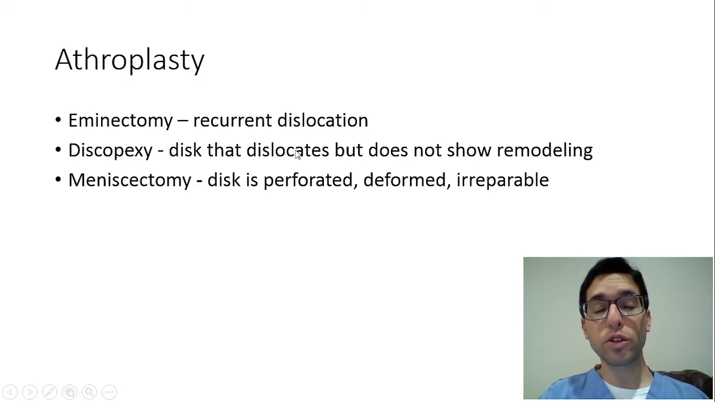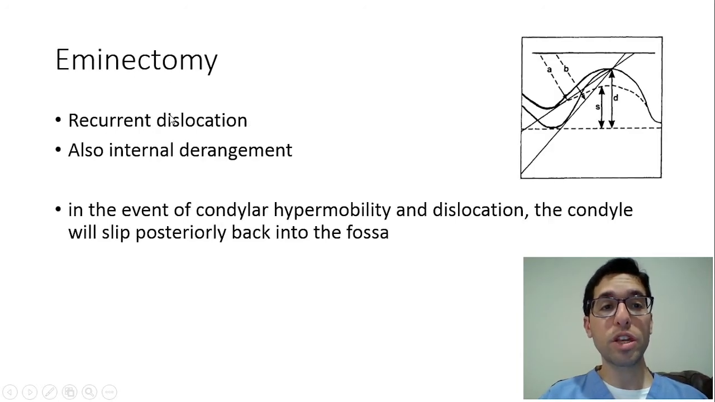That's for internal derangement, when the disc is damaged or when the disc is not damaged and it's just in the wrong position. So let's separate. All these, I guess, fall in the category of arthroplasty, but they have different indications. So once again, eminectomy is primarily for recurrent dislocation. That said, some people do, and this may sound confusing, so primarily for recurrent dislocation, but it can also help for internal derangement, and sometimes it's used for internal derangement.